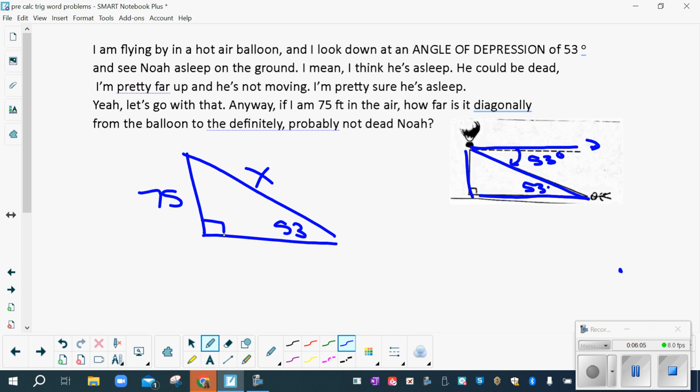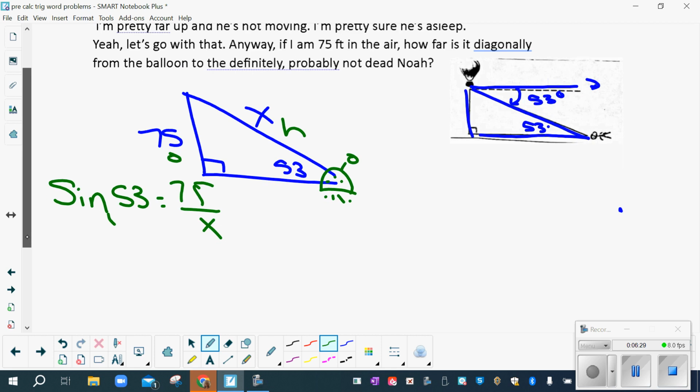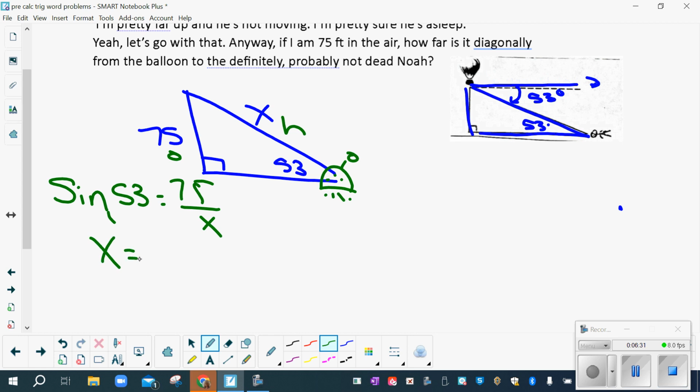Okay, I'm going to look at this and say, there's my little alien. It's from where dead Noah is sitting or laying. Opposite and hypotenuse, that is sine. So sine 75 is, oh no, sine 53. Sorry. Sine 53 is 75 over x. I'm going to do that little flippy thing.